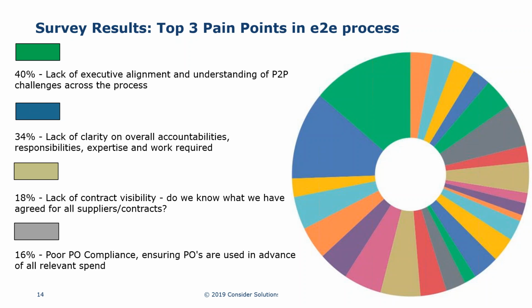That's across the piece. And then the fourth was poor PO compliance, ensuring POs are used in advance of all relevant spend. So some of that might be a surprise to you, might not be a surprise to you. Certainly, some of that resonated with a lot of the work we've done over the past years. So that's kind of an interesting viewpoint.